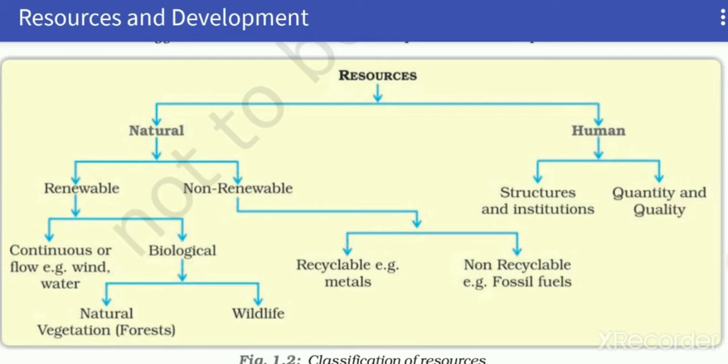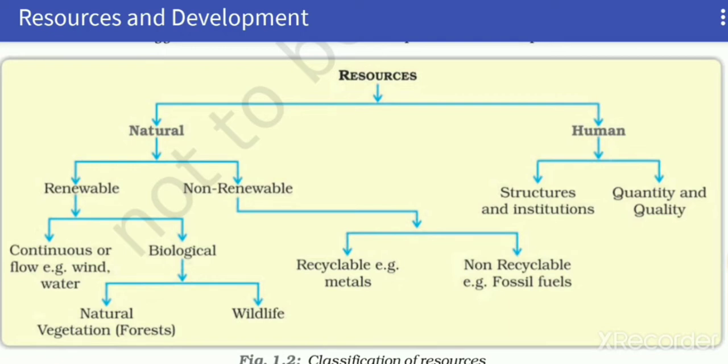So natural is further divided into two. The first one is renewable and second one is non-renewable. Renewable means resources that can be renewed or reproduced, while non-renewable is the opposite of it. Renewable is further divided into two: continuous or flow, means resources which are available without any break, like wind and water.